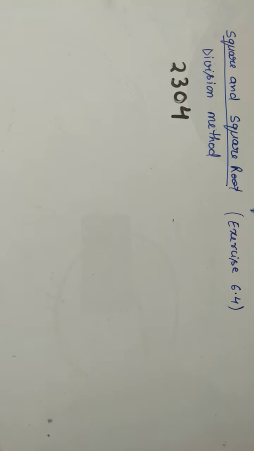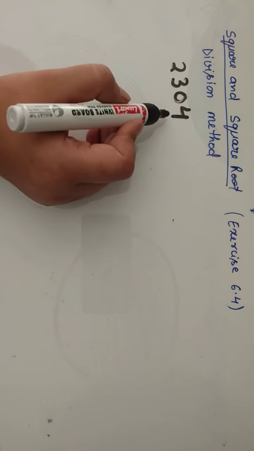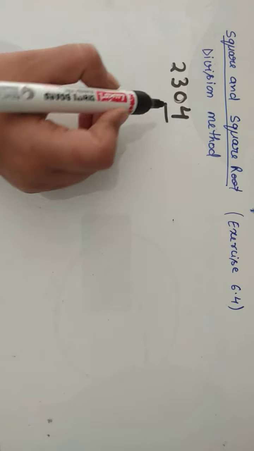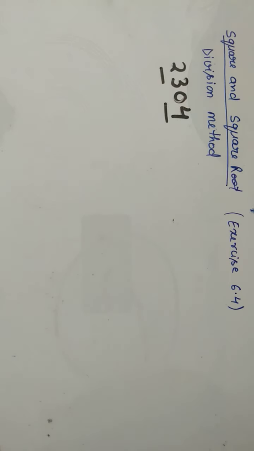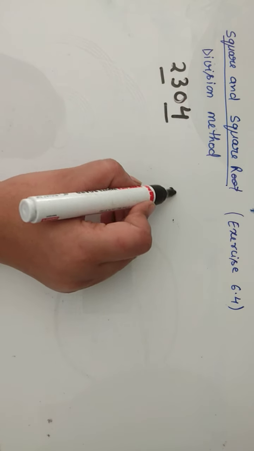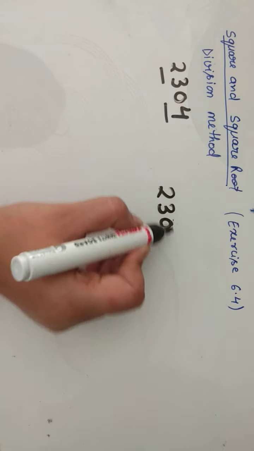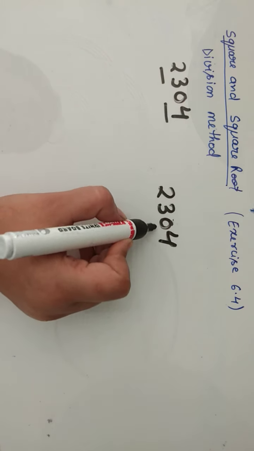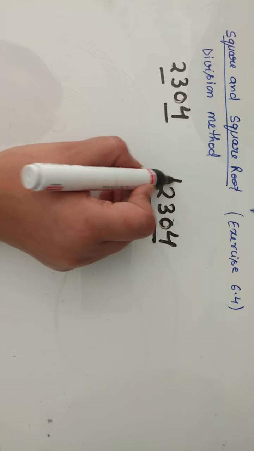For example, we have the number 2304. For finding the square root by division method, first of all we will make pairs, and making pairs we will start from the right hand side. So one pair, two pairs of two digits only. Okay, so just see how we will find it. We have the number 2304, and we will make the pairs.